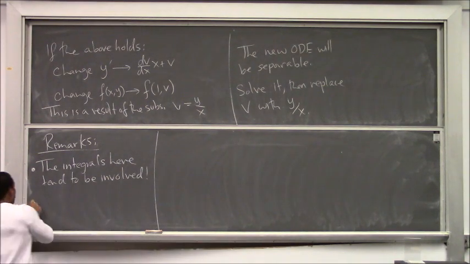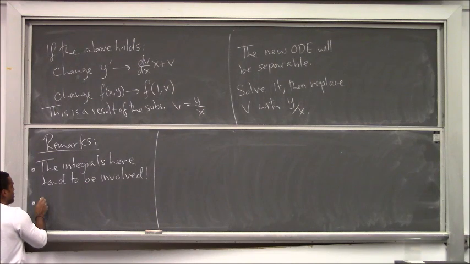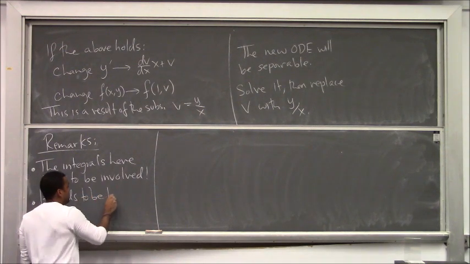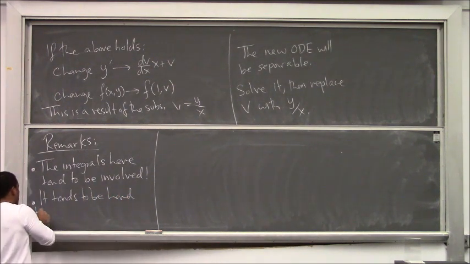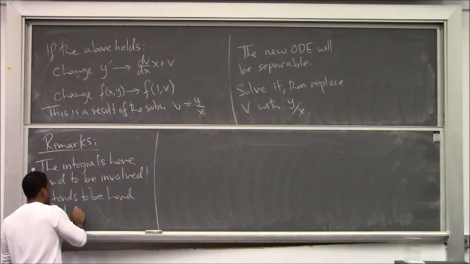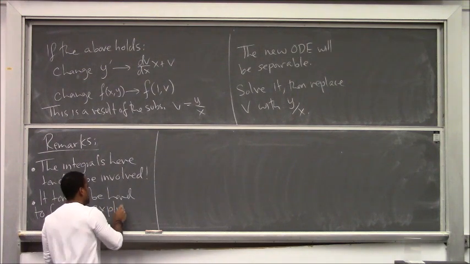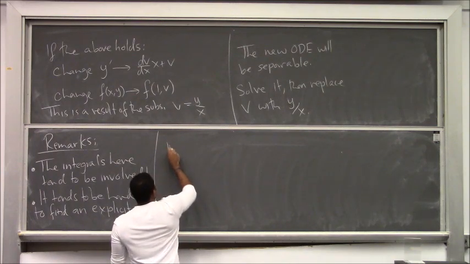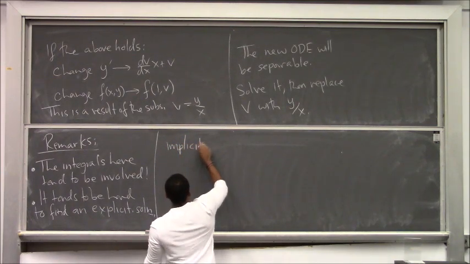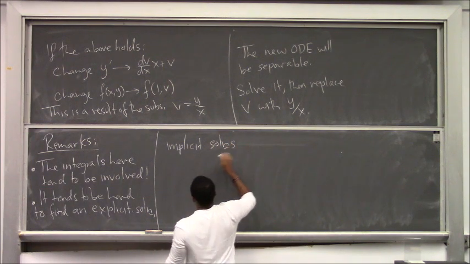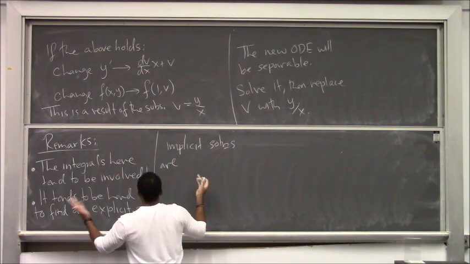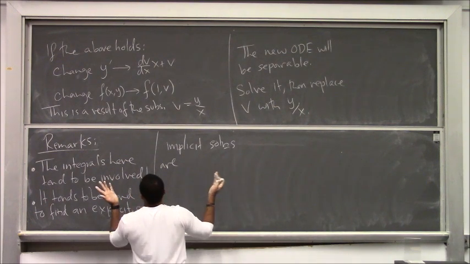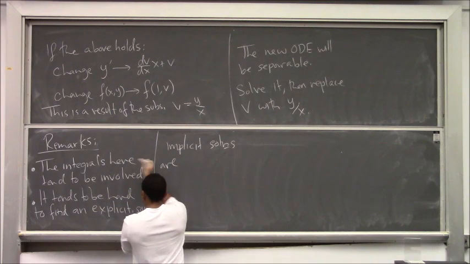Another thing that tends to be true with these is that it tends to be hard to find an explicit solution. So implicit solutions are often just accepted. It has to be really easy for you to get to that y for you to solve for it. In most cases, I'd rather you just stop once you replace the v with the y over x.